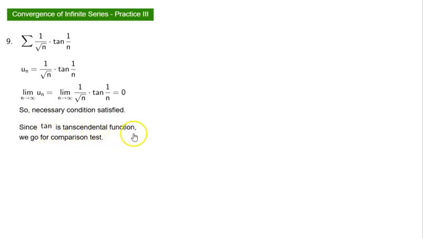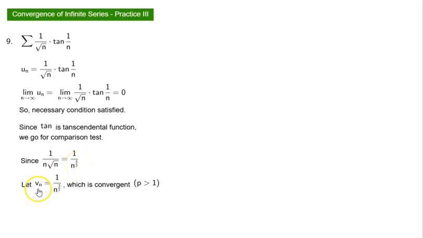Since tan is a transcendental function, we go for the comparison test. Now, since 1 by n times root n is equal to 1 by n to the power of 3 by 2, let b sub n be equal to 1 by n to the power of 3 by 2. Now, this is going to be convergent because p is greater than 1.